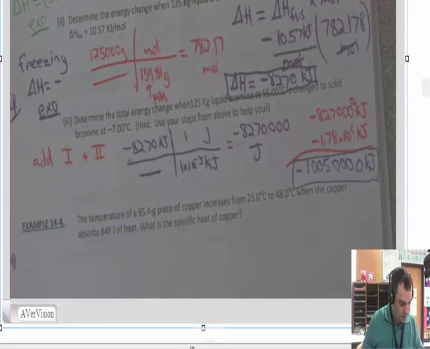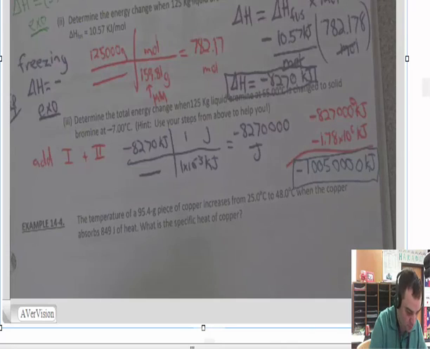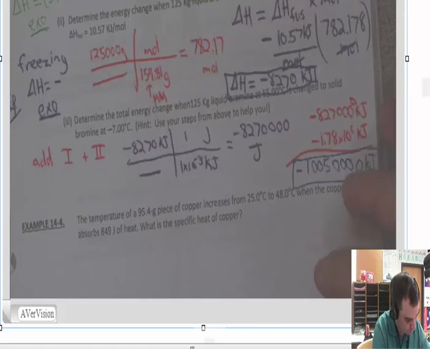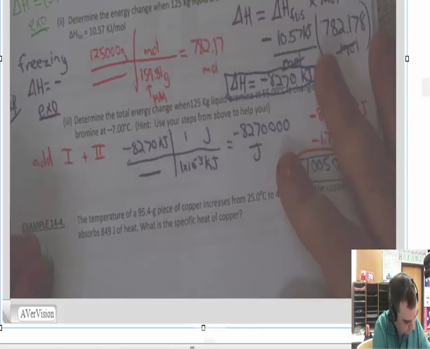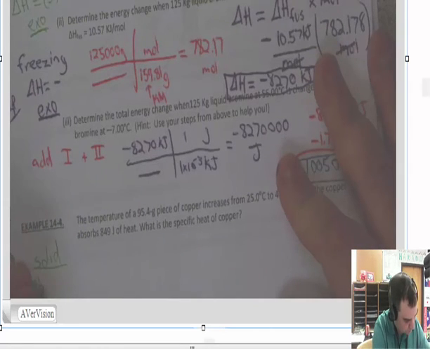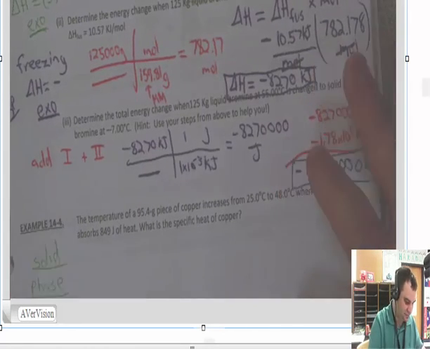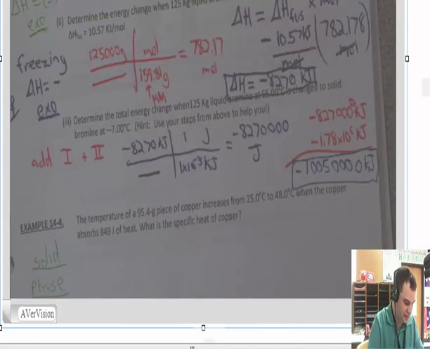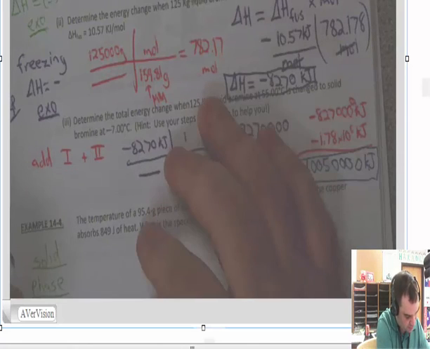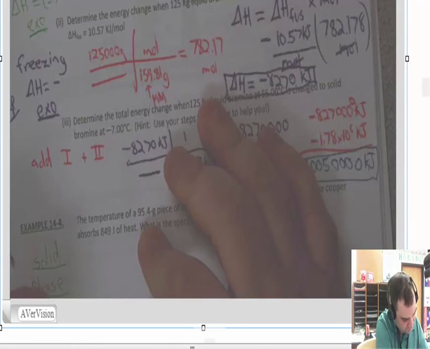Last problem here. The temperature of a piece of copper, 95.4 grams of copper, increases from 25 to 48 degrees when the copper absorbs 849 joules of heat. What is the specific heat of copper here? So here the copper is a solid, so that's a phase. It is absorbing heat, so delta H is positive here. So this is endothermic.